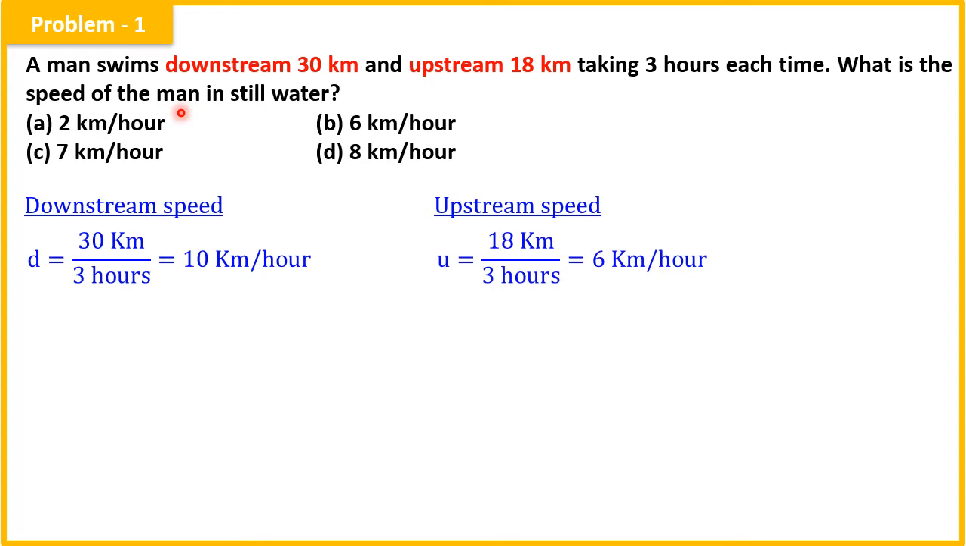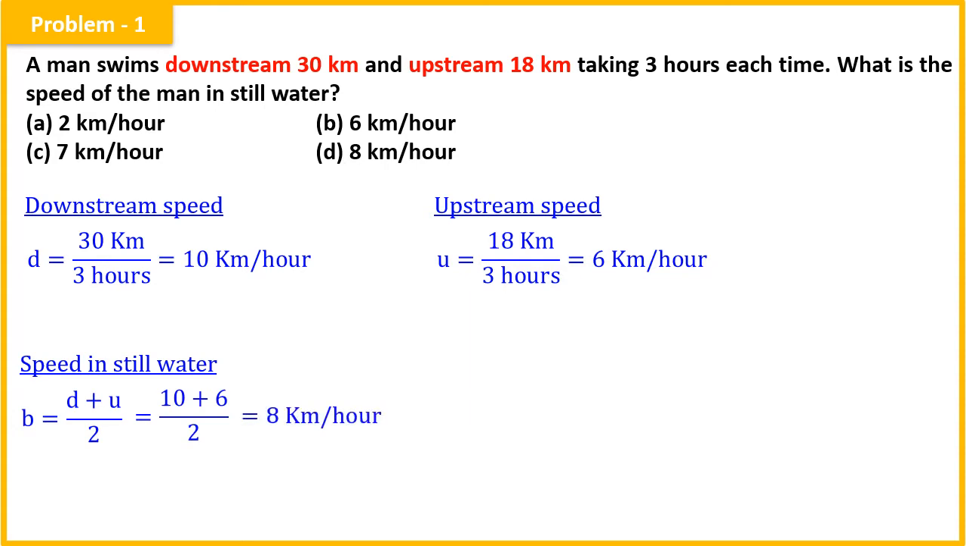Now it is asked in the question, what is the speed of man in still water? So we can straight away use the expression: speed in still water, that is B, is equal to the average of downstream and upstream speed. So d plus u divided by 2. That is 10 plus 6 divided by 2, which comes out to be 8 km per hour. Option D is the right answer.